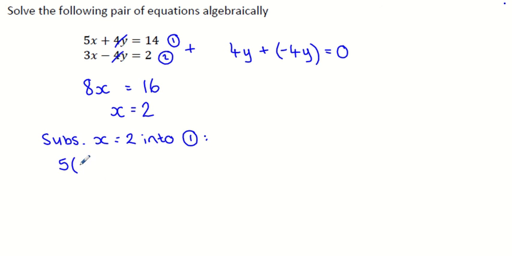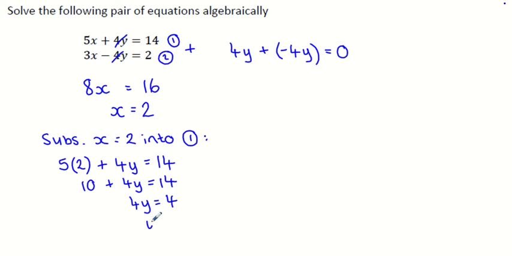So 5 multiplied by 2 plus 4y equals 14. So 5 times 2 is 10. I'm just rewriting everything else here. So now what you would normally do is you would solve this equation by rearranging this to find y. So I'm going to subtract 10 from both sides and then divide by 4. So we've got our final answer now. Our x value is 2, our y value is 1.